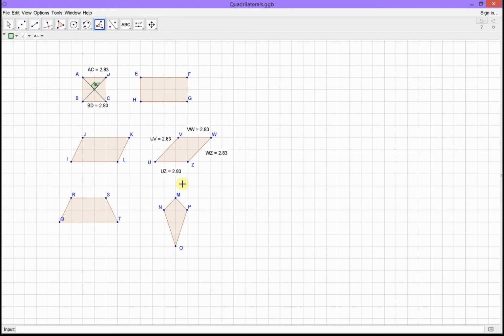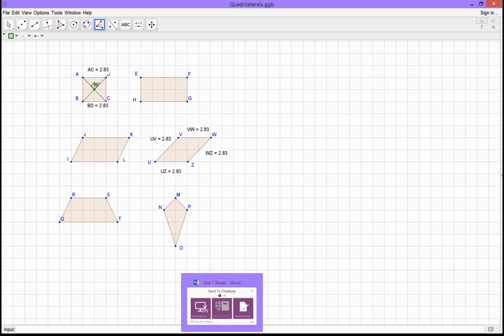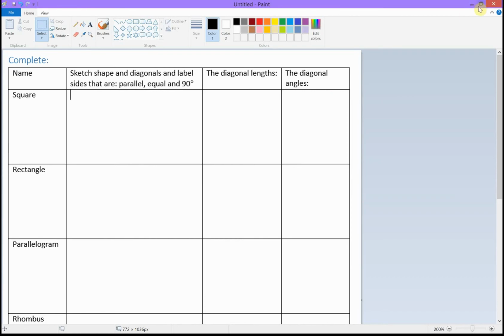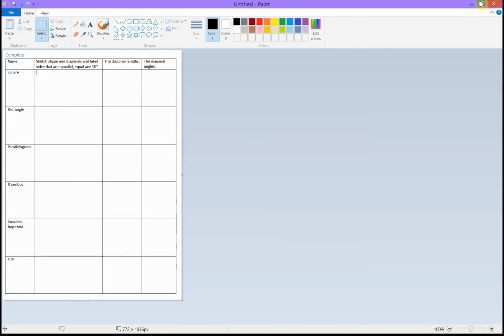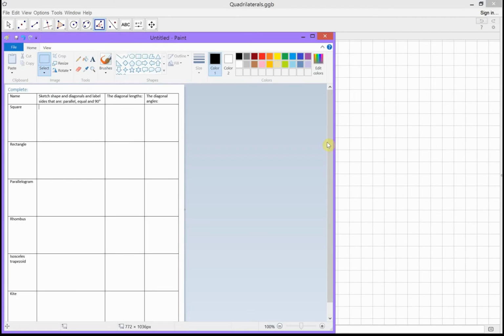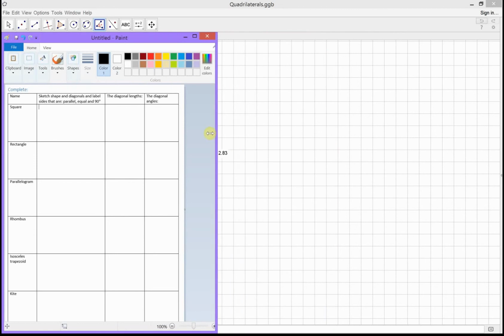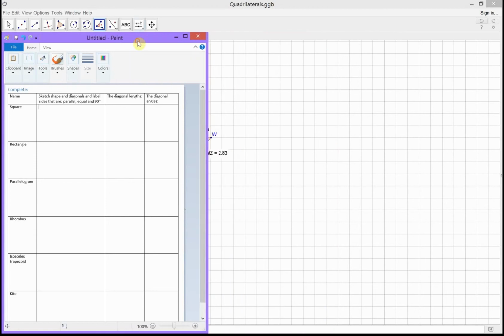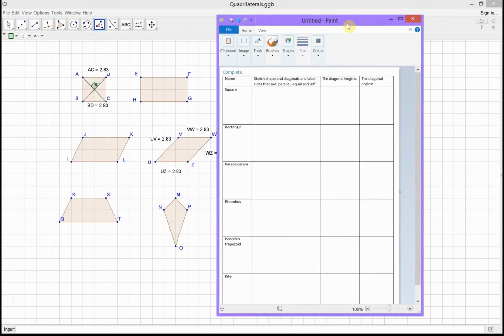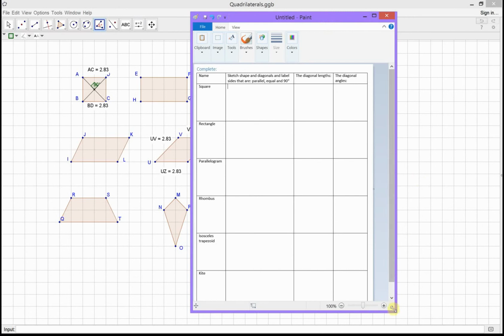You might be wondering, what are you expected to do with this? So in your notes, you have a form like this, and you're asked to draw and label the shape and say some things about the diagonal. Let's see if I can get this a little bit bigger.